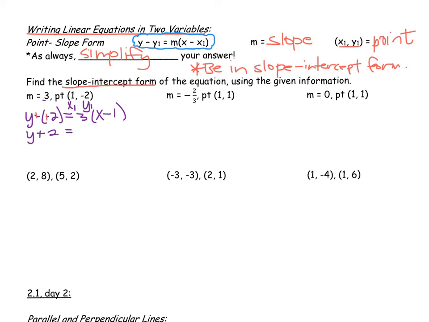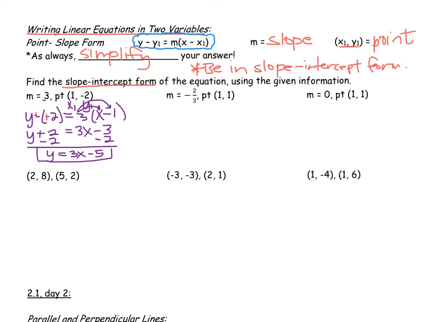On the right-hand side, we're going to distribute the 3 in to both parts of the parenthesis. 3 times x minus 3 times 1. To get y by itself, we're going to move 2 over using the opposite operation. We'll subtract. Y equals 3x minus 5. And that's your equation in slope-intercept form. That's all you do. Let's try another one.